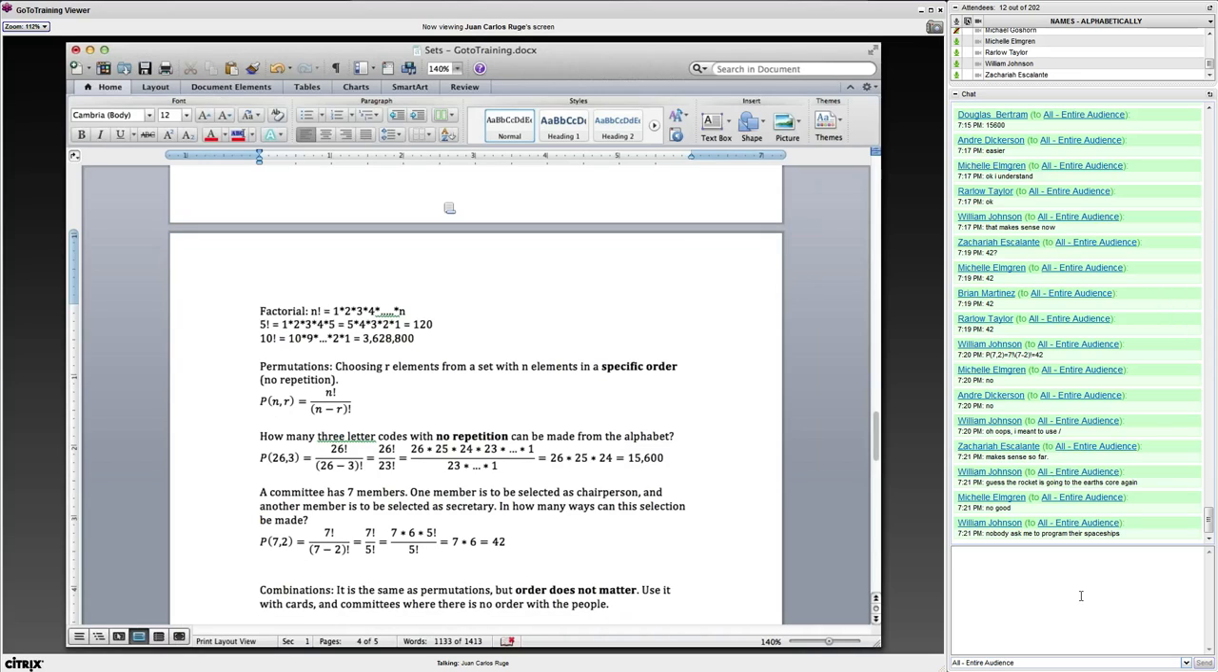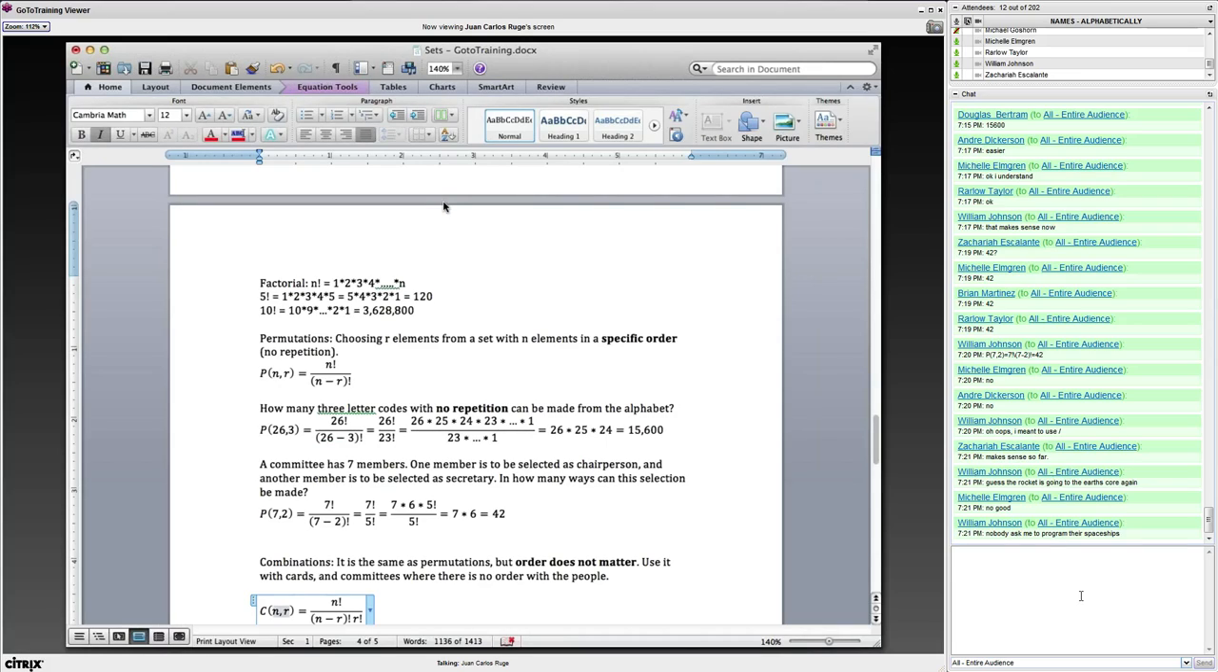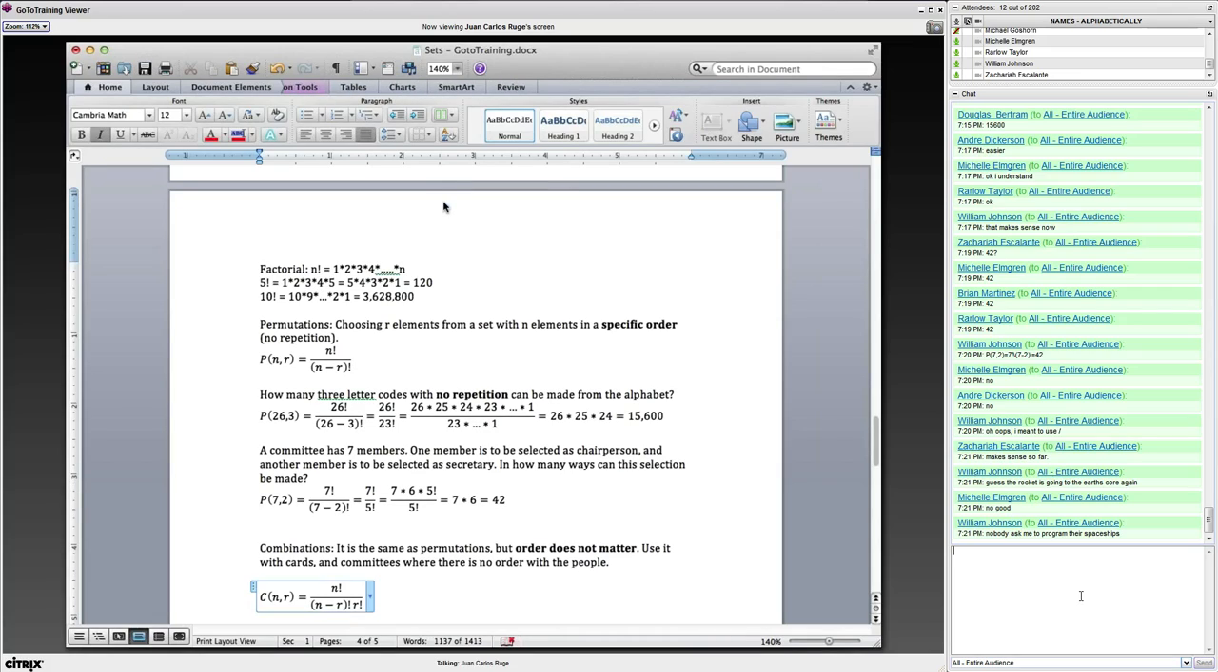Okay, so because it is the same, the formula for combinations is going to be almost the same. However, be careful, there is an extra R factorial on the bottom.